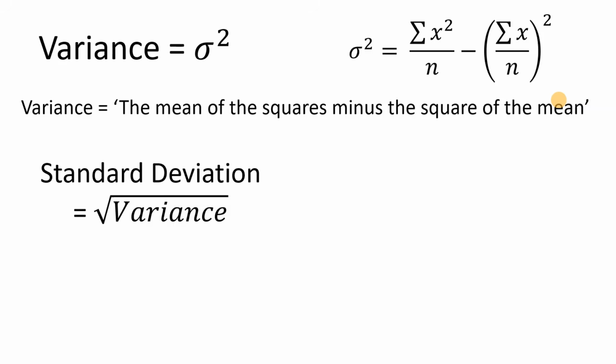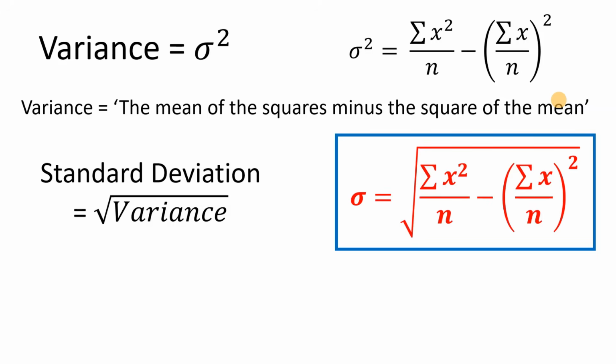Okay, and then the standard deviation is the square root of the variance. So overall, this is the formula for standard deviation. I've just square rooted both sides of this formula up here.